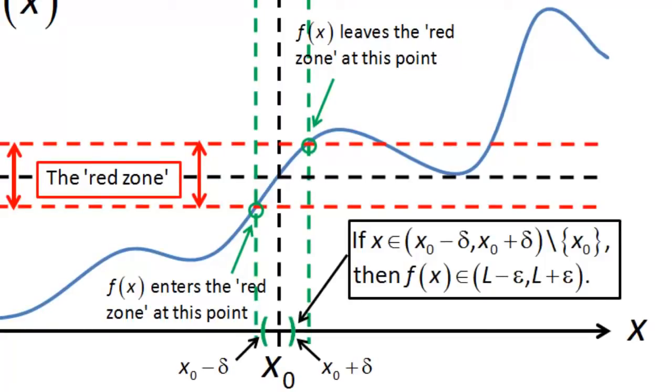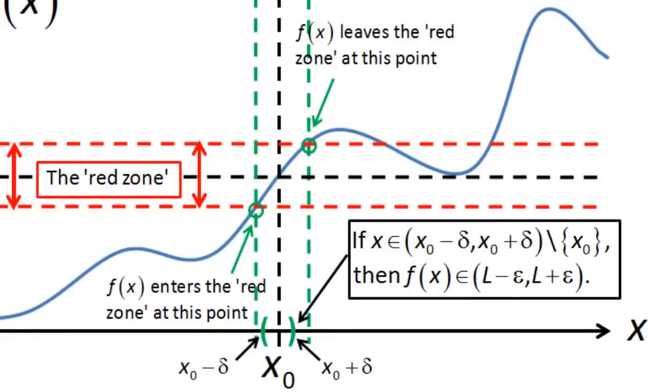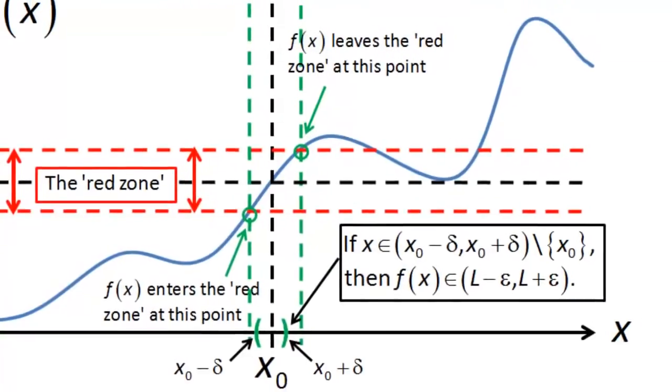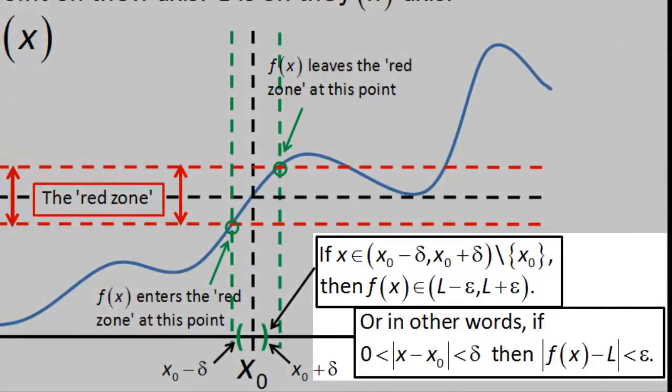So what we're saying is that provided we make the interval small enough, we can say that if x is in the interval from x0 minus delta to x0 plus delta, not including the point x0, because we want to think about what happens as x approaches x0, rather than what happens when x equals x0, then f of x is in between L minus epsilon and L plus epsilon. Or in other words, if we write that another way, we can say that if the modulus of x minus x0 is strictly between 0 and delta, then the modulus of f of x minus L will be smaller than epsilon. These two statements are mathematically equivalent, so they're exactly the same.